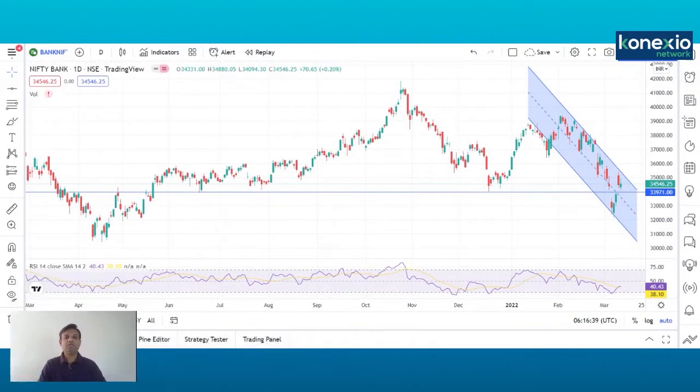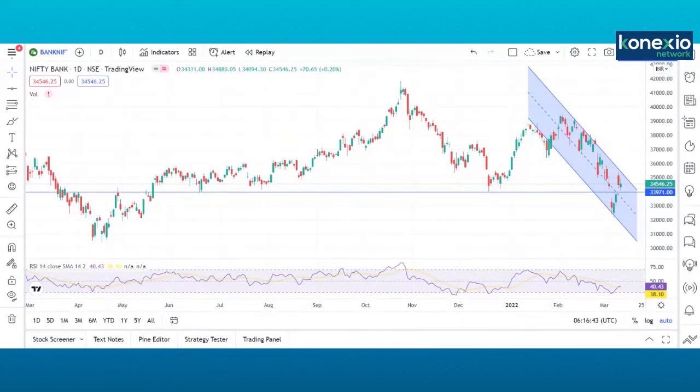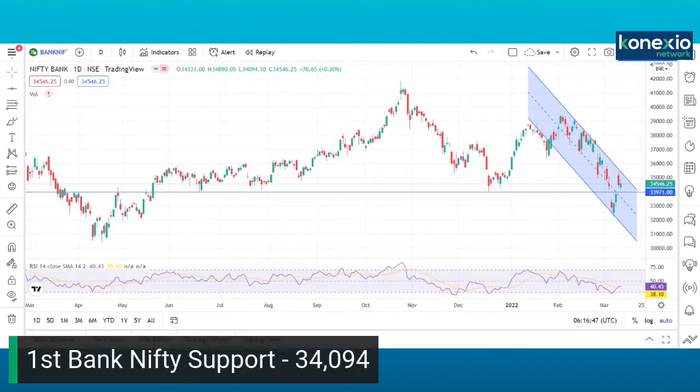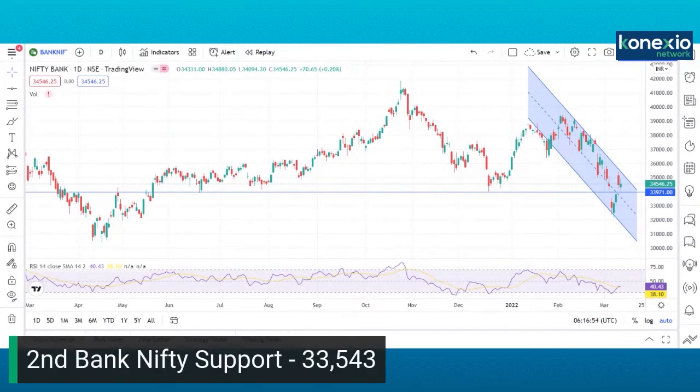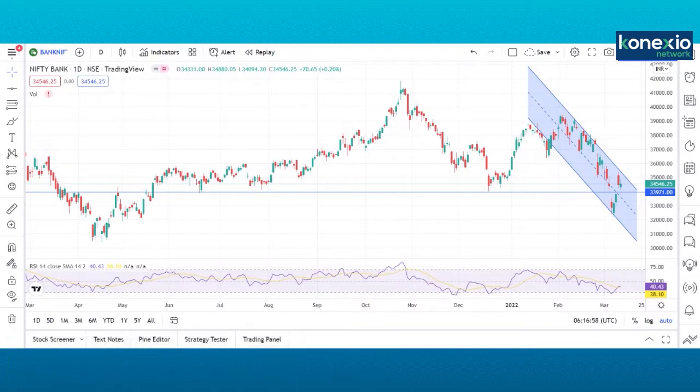Now let us come to the important supports and resistances for the next week in the Bank Nifty. The first support in the Bank Nifty is placed around 34,094. Second support is around 33,545, and third support is around 32,948.